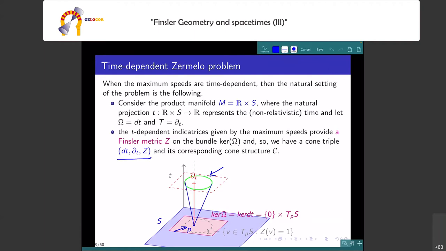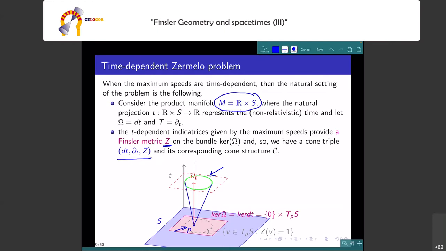We want to use this to solve the Zermelo problem. We have a kind of space time, because in this R times S we have a cone at every point. Of course, this Finsler metric Z is time dependent, so at every point we have a different cone. When you move in t along the vertical line, the cones can be different. But in any case, you have a cone structure in this product R times S.